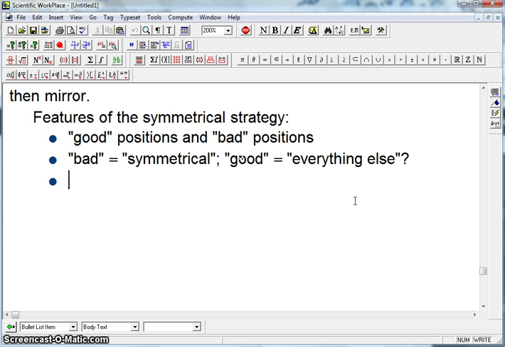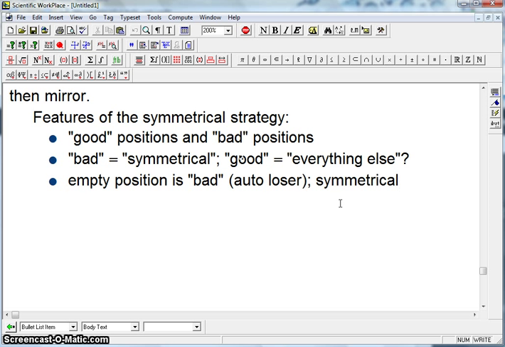Another feature is that the empty position is bad. That's always going to be true because it's an automatic loser, but the other reason it fits this pattern is that it's symmetrical. So we've got this set of bad positions, and if you're going to say some are worse than others, you better have the empty position be one of the bad ones. What I'm leading up to is that we're going to redefine what it means to be a good and bad position, and we're actually going to find more bad positions. That's going to be really good if we know these rules, because it gives us easier opportunities to play a move that forces the other player into a bad position.